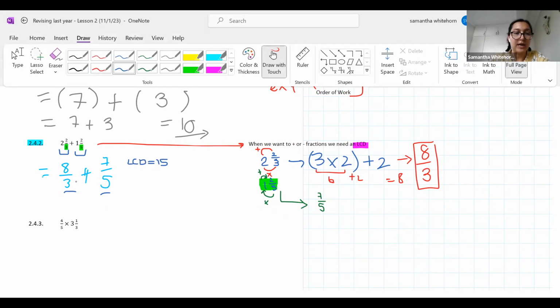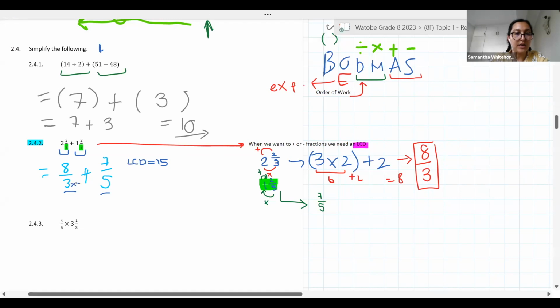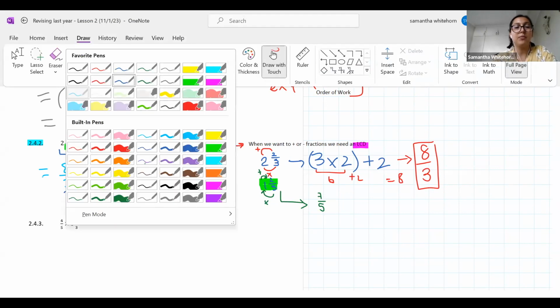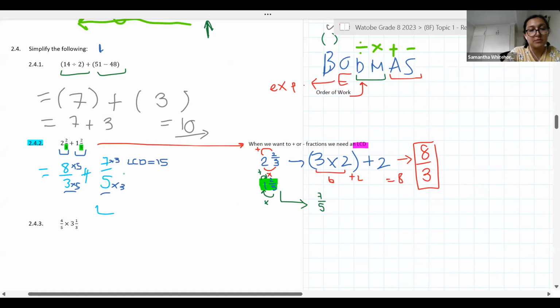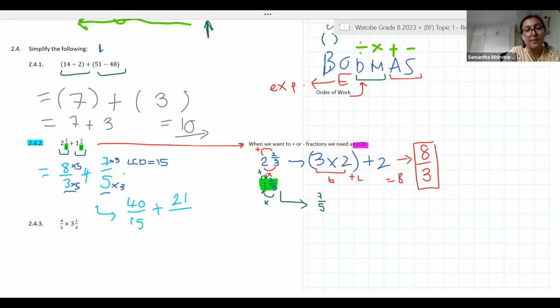Now, in order to do that, I multiply. So I know that if I times 3 by 5, I get 15. But what I do to the bottom, I have to do to the top. So I also have to times the 8 by 5. I know that to make 5 into 15, I can times it by 3. But then I need to do the same thing to my numerator. And so the two fractions I end up with, now with the same denominators, I'm just going to go down here, is a fraction of 40 over 15 plus 21 over 15.